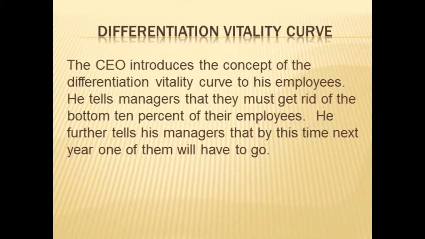The CEO introduces the concept of the Differentiation Vitality Curve to his employees. He tells managers that they must get rid of the bottom 10% of their employees. He further tells his managers that by this time next year, one of them will have to go.